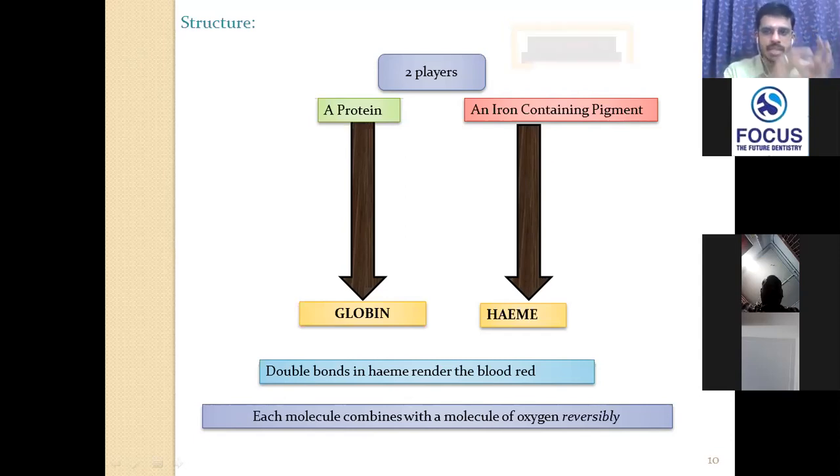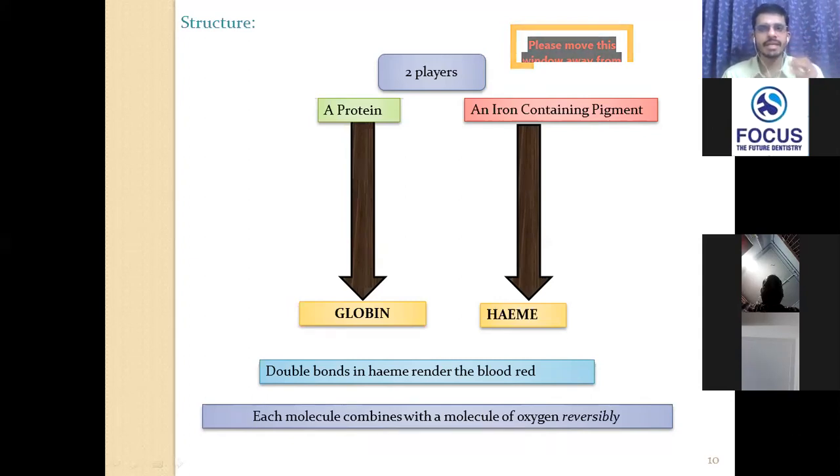oxygen combines with hemoglobin irreversibly, how is it going to release it into the distant cells? Isn't it? It's going to keep it to itself. It's not going to share, isn't it? So as a result of that, you will have a hypoxic state. So to prevent that, it has been designed in such a way that the affinity which oxygen molecules have to hemoglobin is very, very limited.